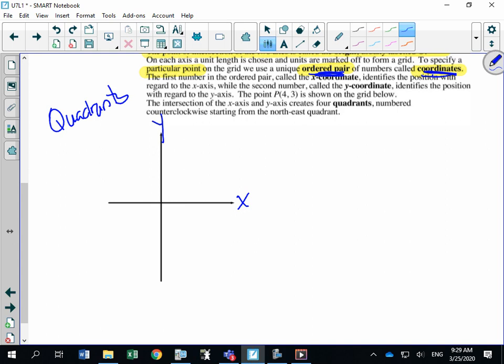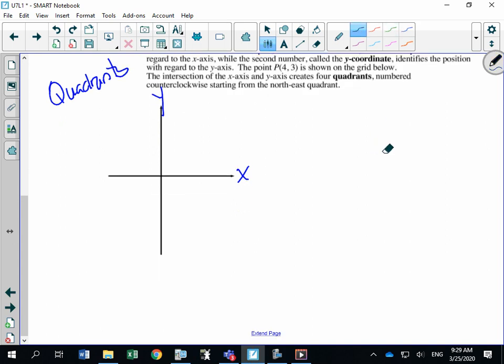So 4 quadrants, and we number these quadrants using Roman numerals. And the first quadrant, it's the top right-hand quadrant. So that would be quadrant 1. And then what we do when we're dealing with quadrants is we go counterclockwise. So this would be quadrant 2, this is quadrant 3, and this would be quadrant 4.